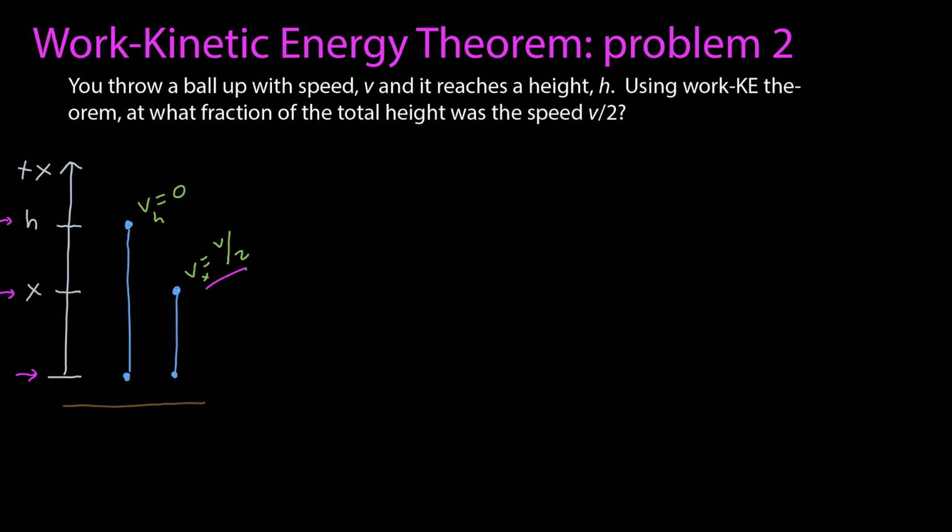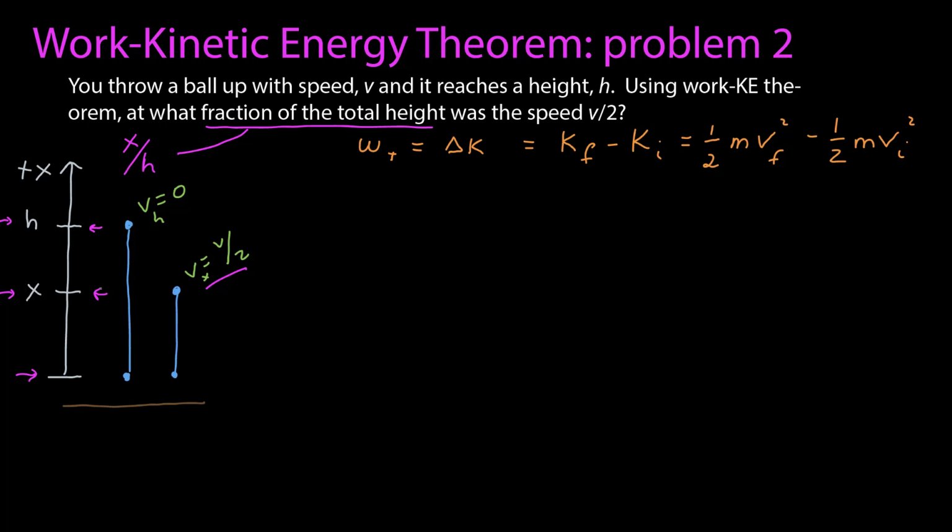So what does it mean, the fraction of the total height? What that phrase means exactly is x divided by h. If the final height is h, and it goes to a height x when its velocity is v over 2, that fraction of the total height is just x divided by h.